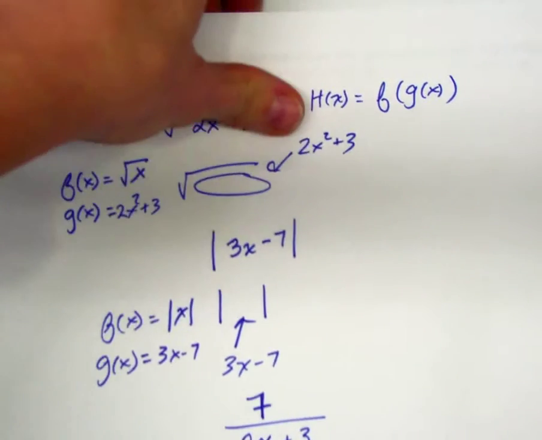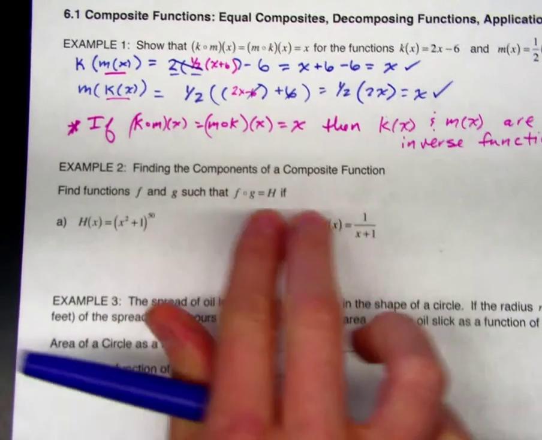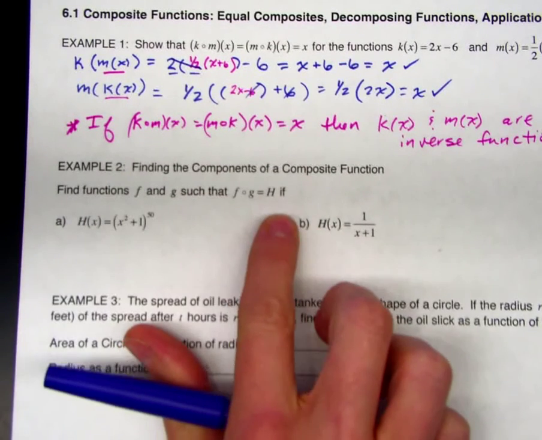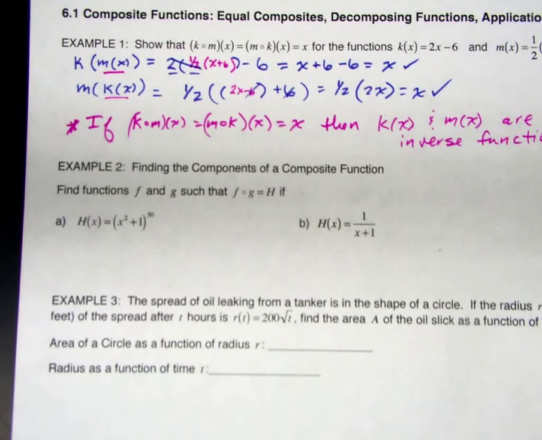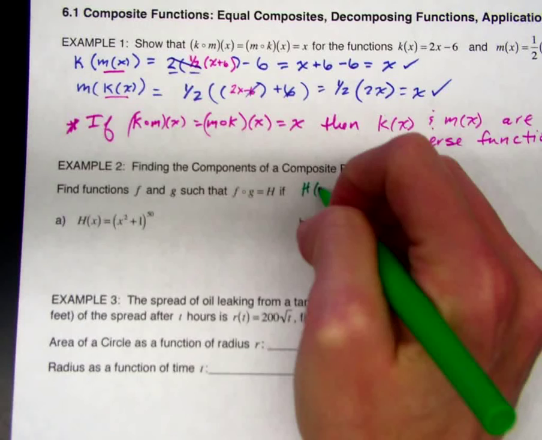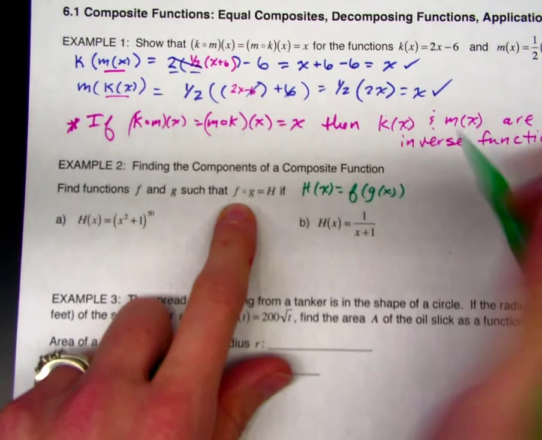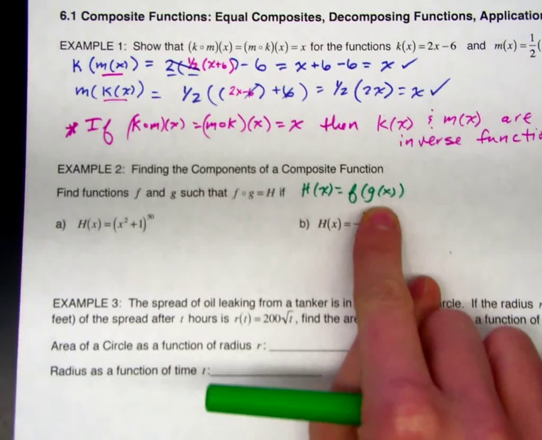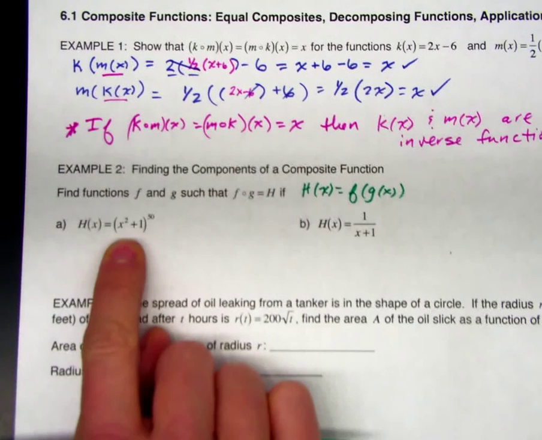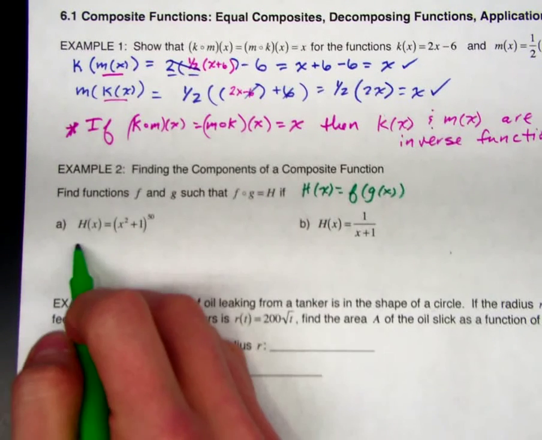Okay, so now let's go to our formal notes here. And that's what we're doing here. They're saying, let's find these two functions so that f composite g equals h. In other words, they're just saying that h of x is f of g of x. So f is my outside function and g of x is the inside. So if I did this, what would be my f of x?